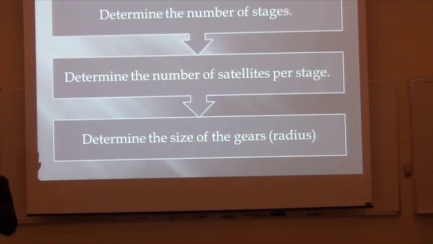Normally, a gearbox has a sun gear, and the sun gear is connected with satellite gears. Depending on the satellite gears, we can get more combinations. And we have to decide the size of each gear. That means the radius.